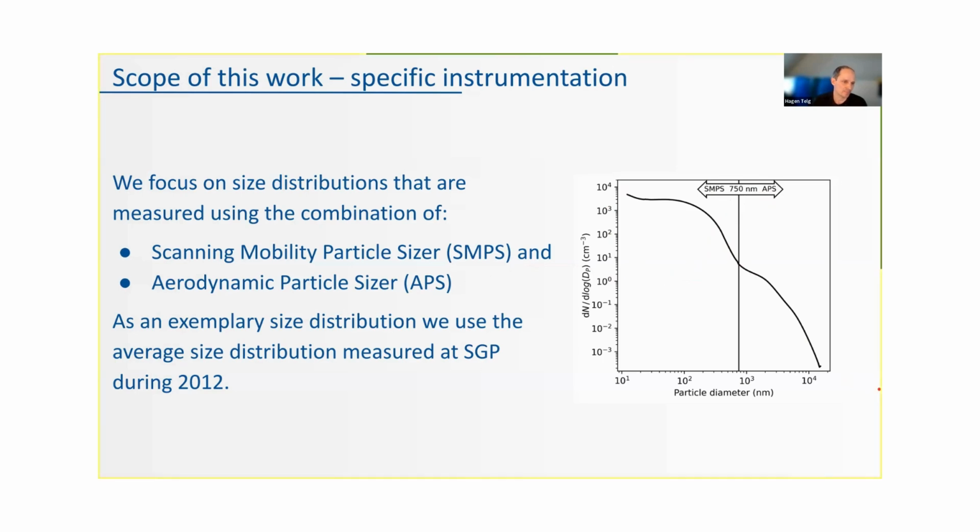And what I will do is I use this particular size distribution throughout the whole study. So this is my exemplary size distribution, and you will see it quite a lot. It is the average over the year of 2012, as measured at SGP with those two instruments.